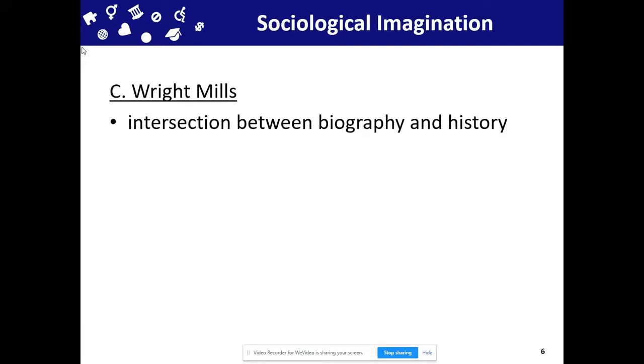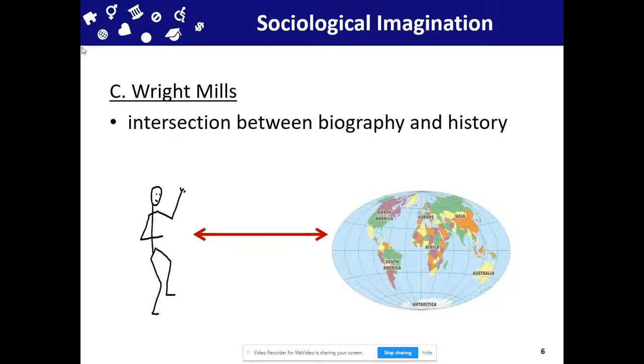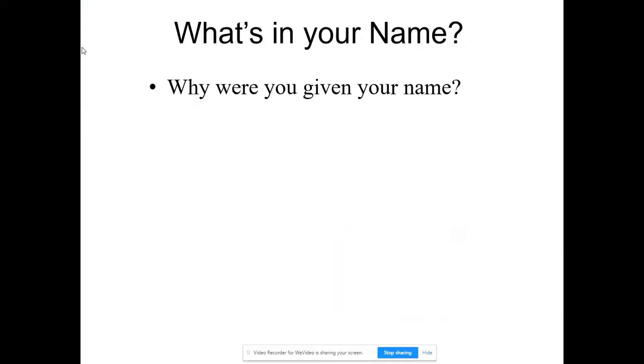Now, lastly, I want to talk about the sociological imagination. Your book introduces this term, coined by sociologist C. Wright Mills, defined as the intersection between biography and history, looking at how people's lives are set in a larger social context. Mills was really interested in how who we are as individuals is influenced by the larger social world that we're surrounded by. And one way we can start thinking in this way is about our name.